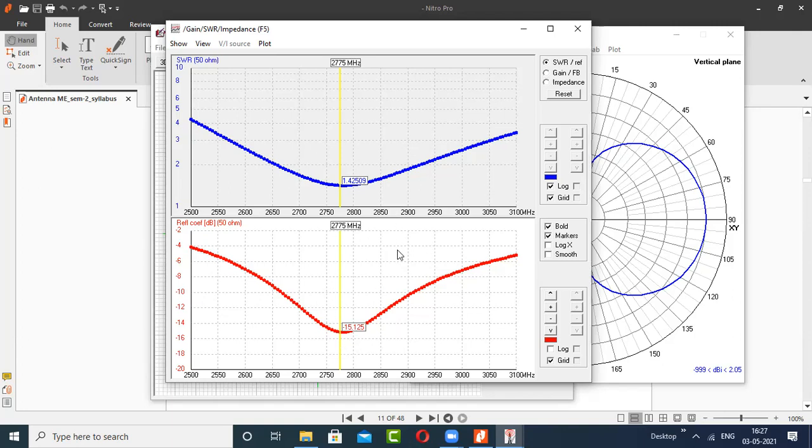Next, you have to find the gain of the dipole antenna. At which frequency should you find this? It is always measured at the center frequency, or the resonant frequency. So you have to remember this figure, 2775, or whatever resonant frequency you have selected in your simulated result.